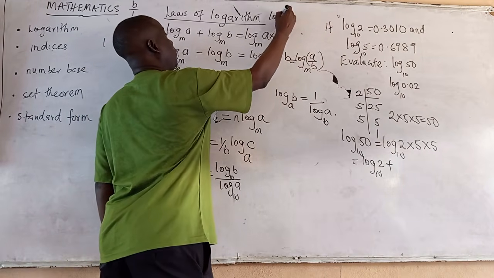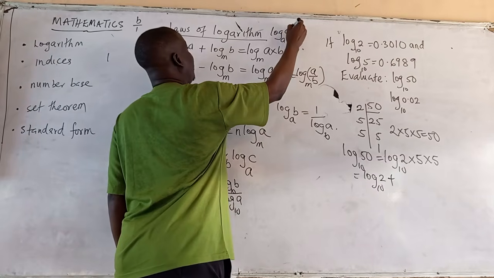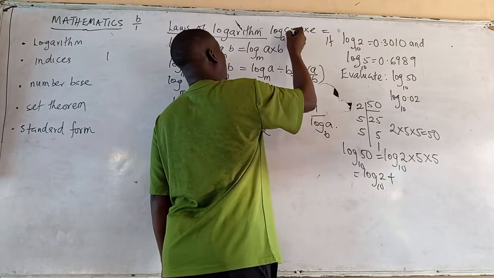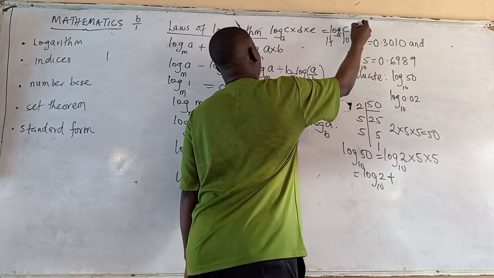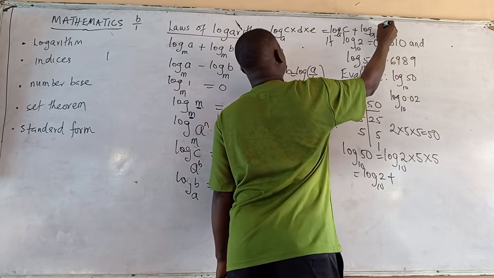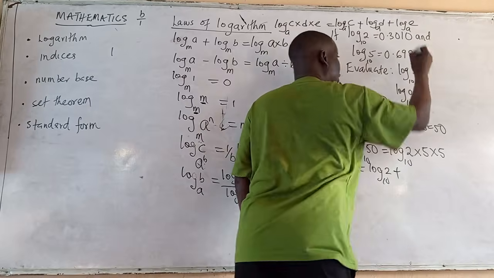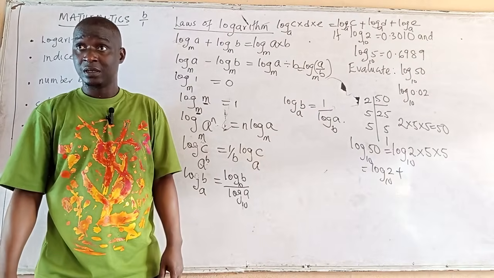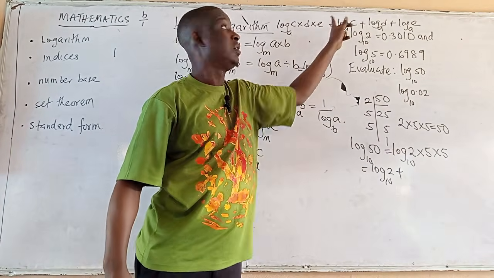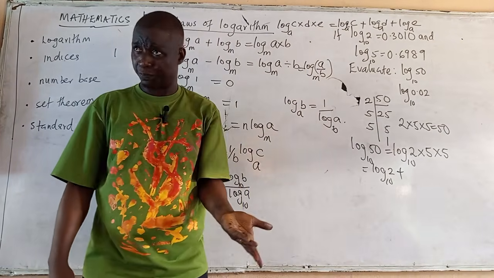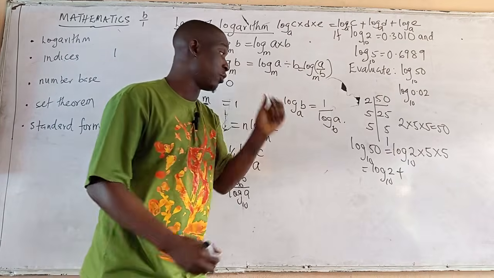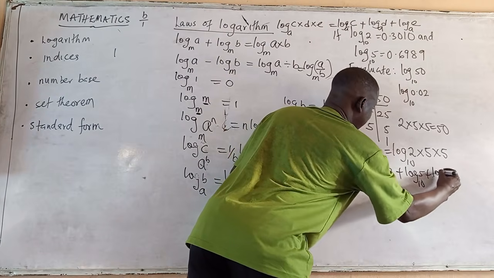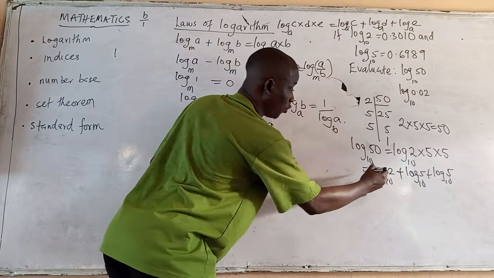Just like when you are given log to base A of C times D times E, all you do is say log to base A of C plus log to base A of D plus log to base A of E. You just keep writing it like that continuously. Why am I plusing? Because they are multiplying. So this will give us log to base 10 of 2 plus log to base 10 of 5 plus log to base 10 of 5.